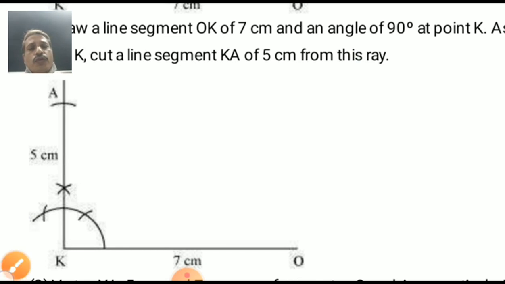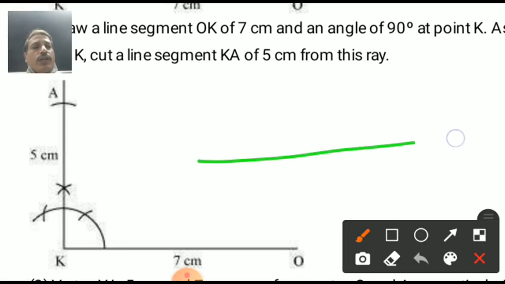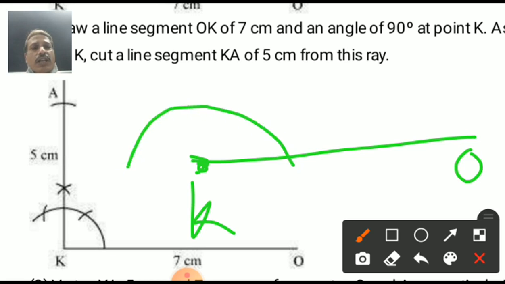Once again I want to show you how to draw a 90 degree angle. Just draw a line. Now from K you can draw an arc. From the intersecting point on KO, draw an arc with the same radius. Two arcs you can draw with the same radius. Now from the intersecting point, draw an arc on the top of this one, again with the same radius. You have one dotted point. Join this, which gives you exactly 90 degrees.